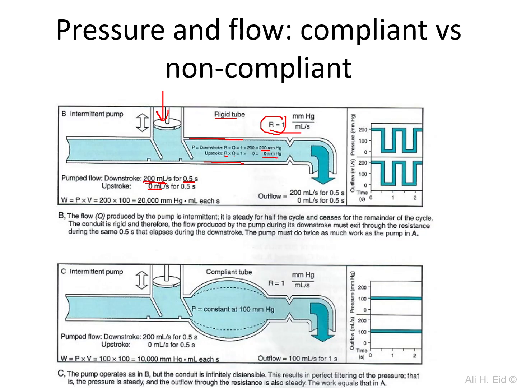So what this means is that during the downstroke, I will have a pressure of 200. During the upstroke, I will have a pressure of 0. So basically your pressure would be 200, 0, 200, 0, and so on. What happens also to the flow in this case? During the downstroke, we said you're going to have 200 milliliters per second for 0.5 seconds. That's for the flow.